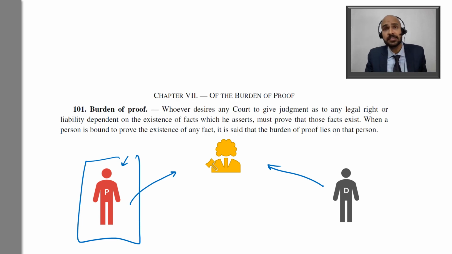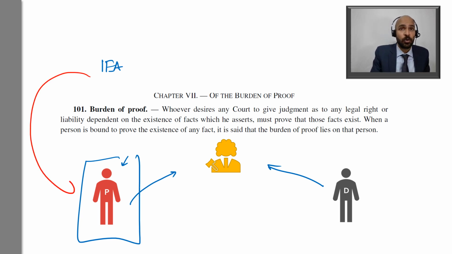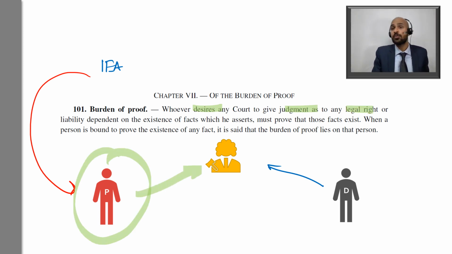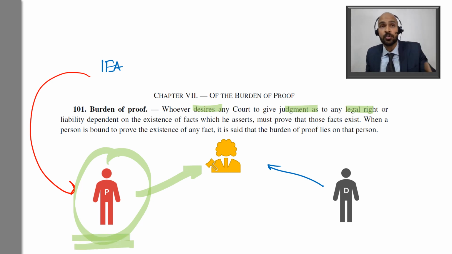You can perhaps find this in section 101 of the Indian Evidence Act, which talks about the burden of proof. You'd see that the burden of proof lies on the plaintiff, because the plaintiff is the person who desires the court to give a judgment as to a legal right, right? So the plaintiff wants the court to give a judgment in his favor, and since he is the person going to the court, the burden of proof lies on him, and thus you can understand that it is first the plaint that is presented, and it is only in response later that the written statement has to be given.